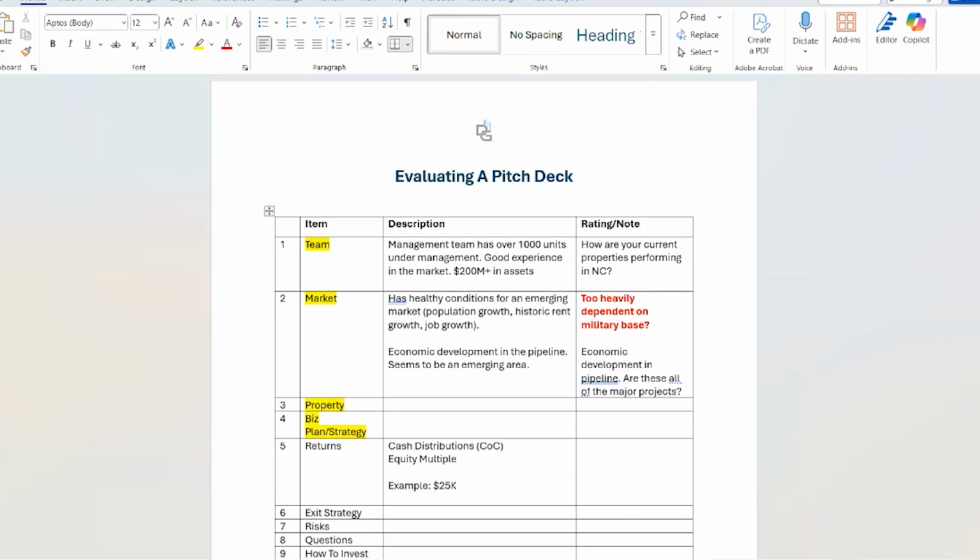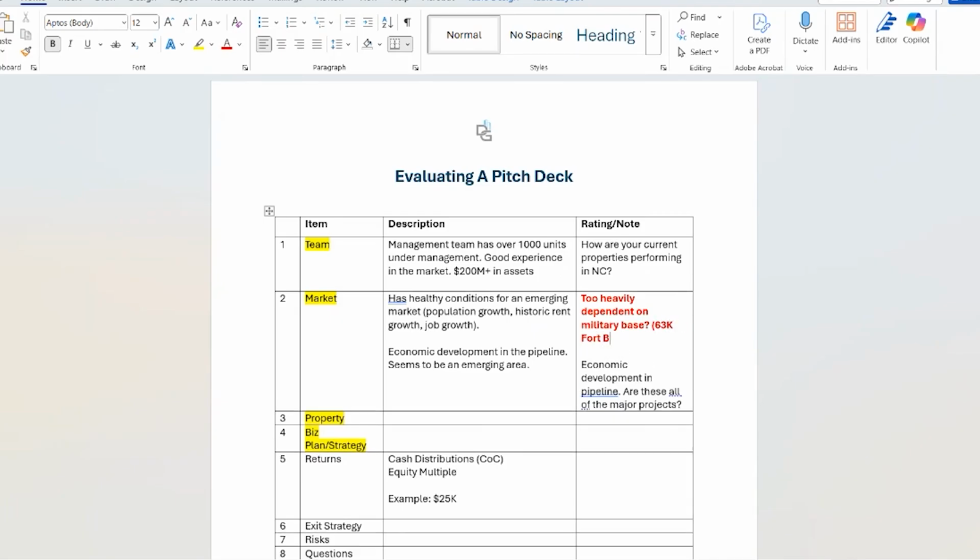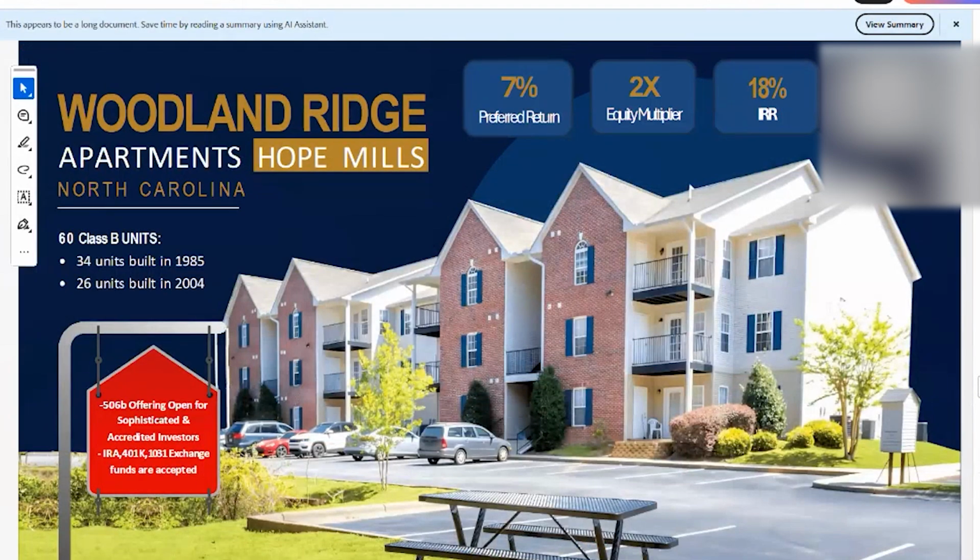The market has healthy conditions for an emerging market with really good population growth and rent growth. But are we too heavily dependent on the military base? There were 63,000 jobs at Fort Bragg. Now let's get into the property itself.